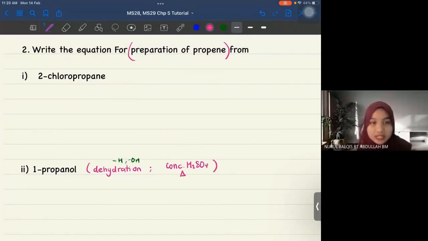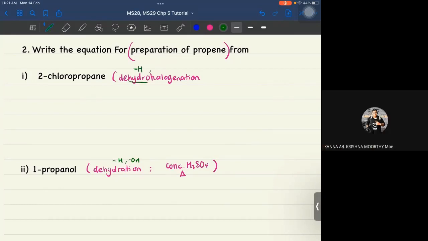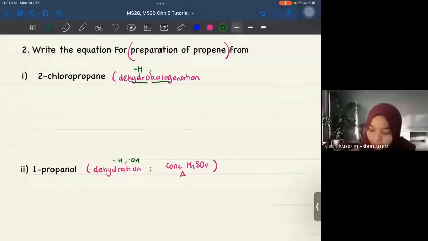Awak kena hafal benda ni. Reactions without reagents tak ada markah. Okay, means the other one belongs to the dehydrohalogenations. Dehydrohalogenations, we want to remove apa? Kita nak remove hydro means kita nak remove hydrogen kan? Yes, miss. And halogen. Kita nak remove halogen.